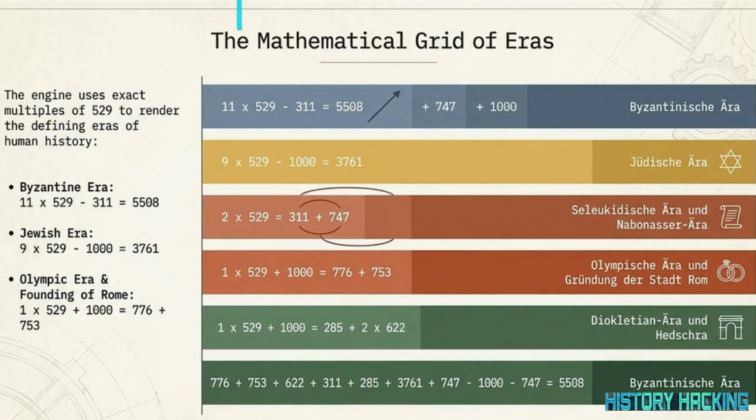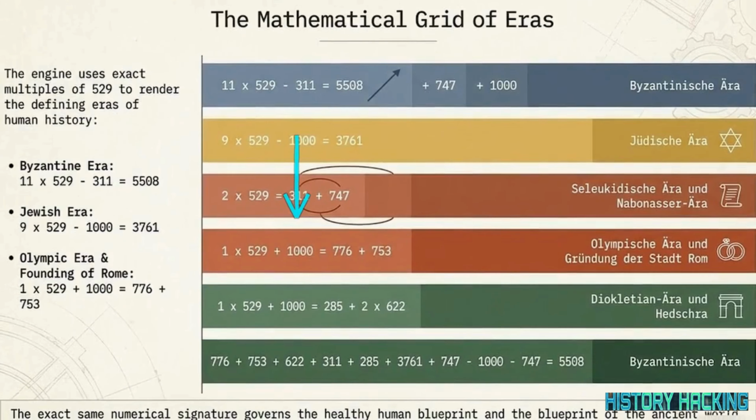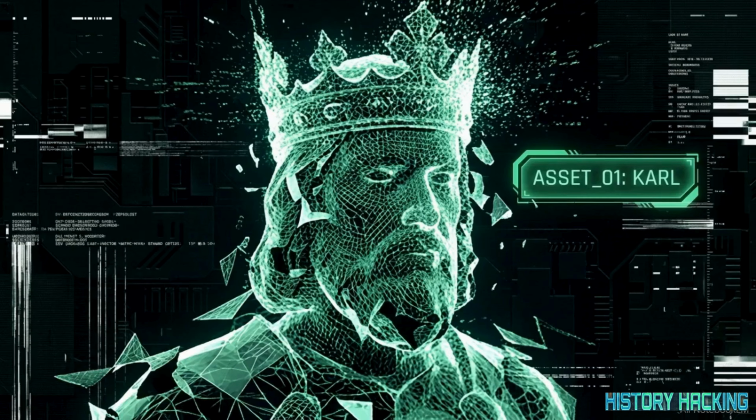It then applies a 311-year offset, a consistent variable pulled from the Seleucid math library, to output the date 5508. The same logic builds the Jewish era. The algorithm takes 9 units of 529 and subtracts 1000, a variable also used to calculate the Roman timeline, to generate the date 3761. This creates a timeline where historical figures are simply NPCs executing repetitive tasks.